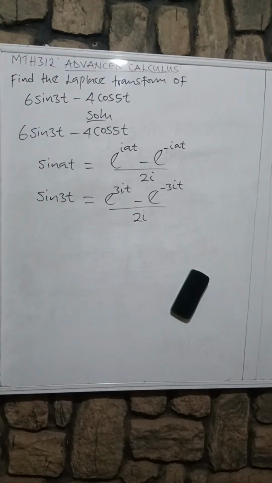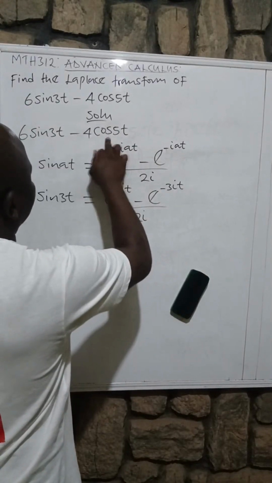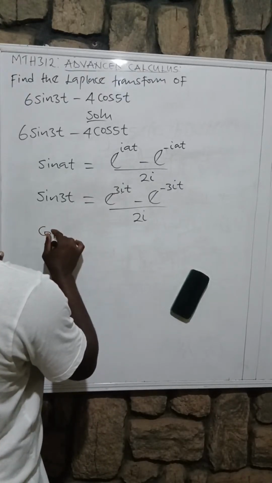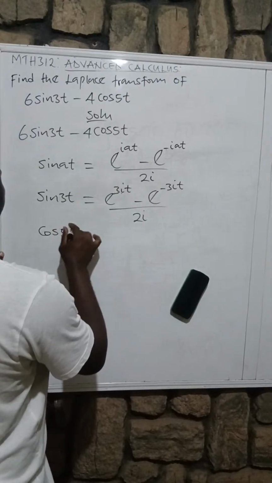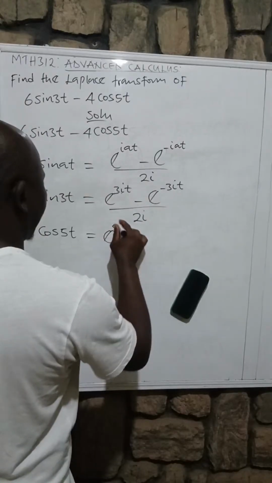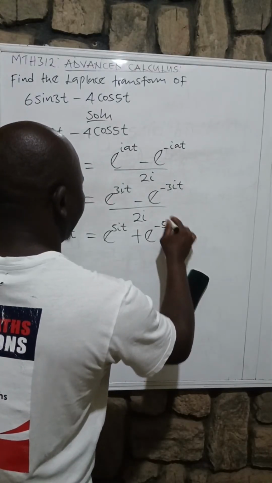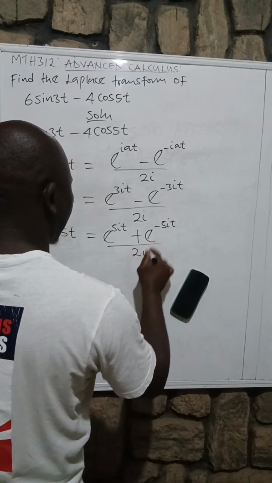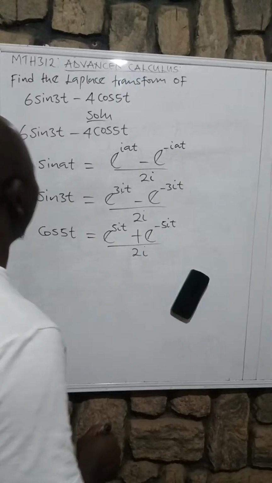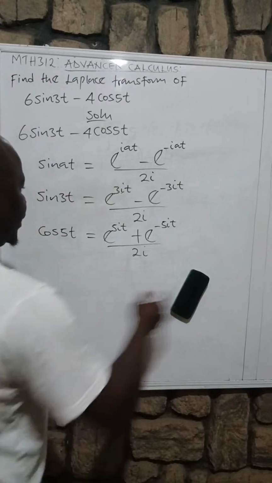Okay, so if you agree with me, instead of this, what about this? This will now be cos 5t, which will now be what? Exponential 5it plus exponential minus 5it all over 2i. True or false? So take note of this. Is that clear? If you agree with me, this is simple as ABC.